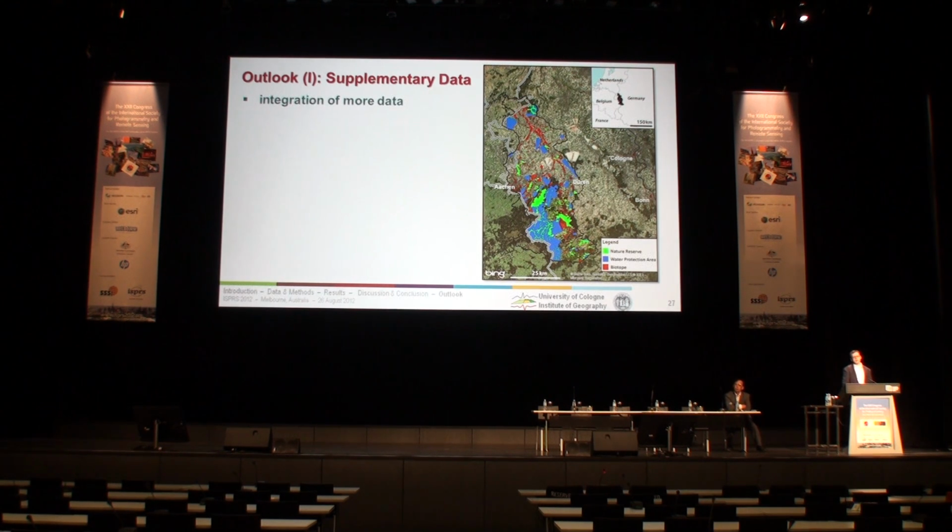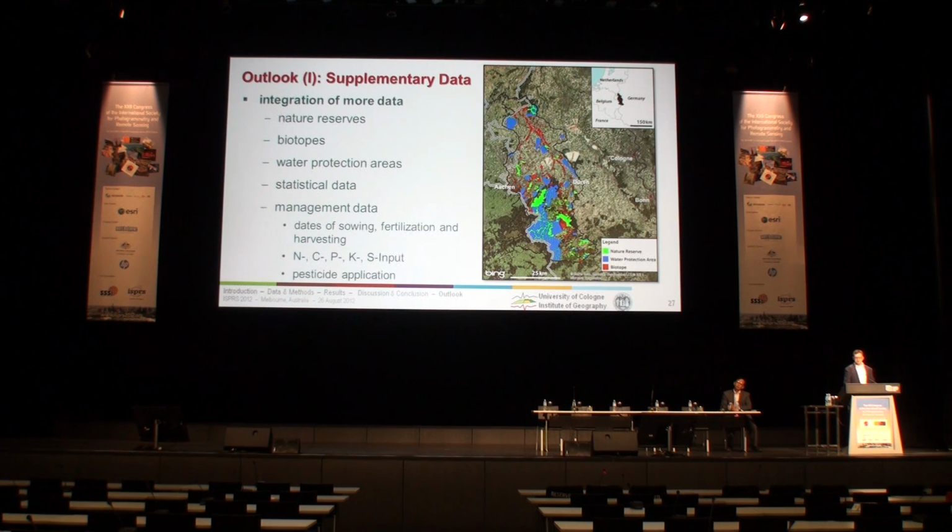As an outlook, the next steps will be to integrate even more data in this approach, like nature reserves, biotopes, water protection areas, and management data, like days of storing, fertilization, and so on. Concerning agriculture and agro-ecosystem modeling, these facts have great impact on modeling results, because, for example, fertilizer application in a water protection area is limited compared to a normal agricultural parcel, which is located in a non-protected area.